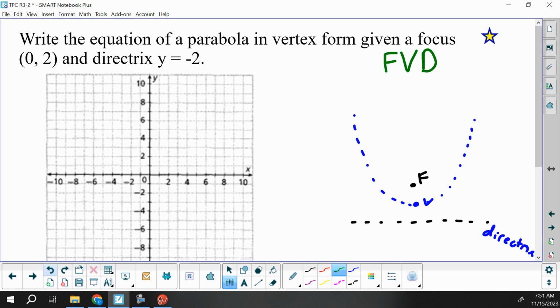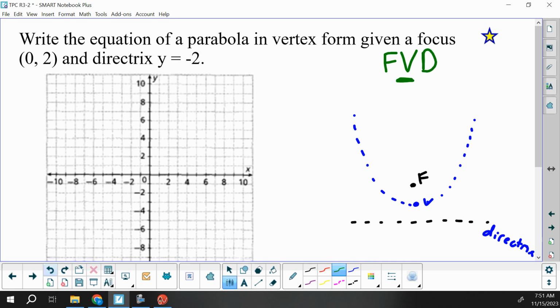And the reason for that is French starts with F, vanilla starts with V, donut starts with D. So if you just think of French vanilla donuts, that will remind you that our vertex is always directly in between the focus and the directrix. And you'll see why that comes into play in a second.